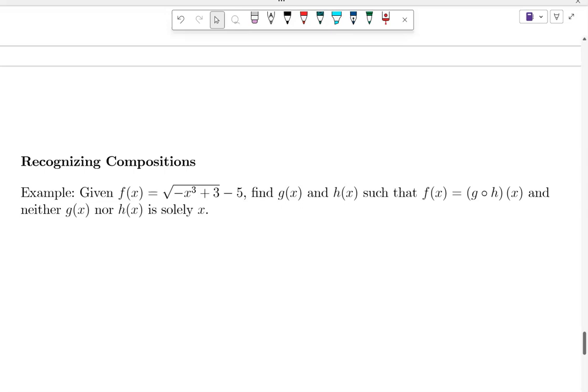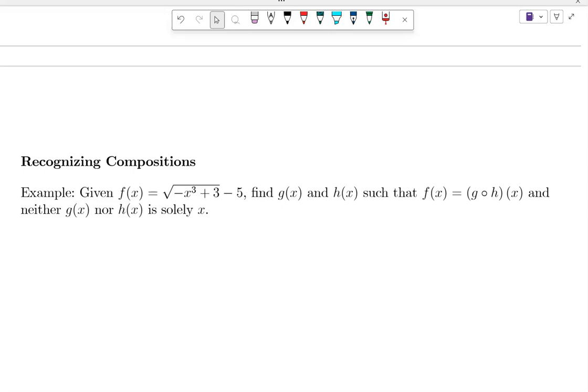One of the things that's helpful later is being able to break a function into pieces. In particular, being able to write a function as an inside piece and an outside piece. There are a lot of these problems. There are multiple ways to do that. But looking at this particular function, let's look at that piece right there. You kind of see an inside piece and an outside piece, right? There's an inside piece of negative x cubed plus 3, and then there's an outside piece of a square root, right?